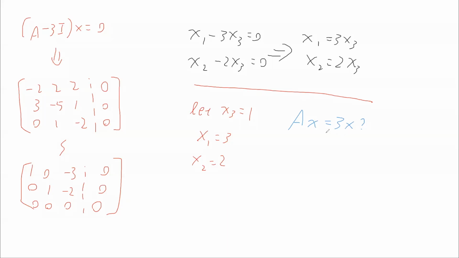Next, we want to see if this is true. If we multiply A by x, does that give us 3x? So let's check 3x first. 3x is going to be 3 multiplied by (3, 2, 1), which gives us (9, 6, 3). That's the right-hand side of the equation. And let's check the left-hand side of the equation to see if that's true as well.